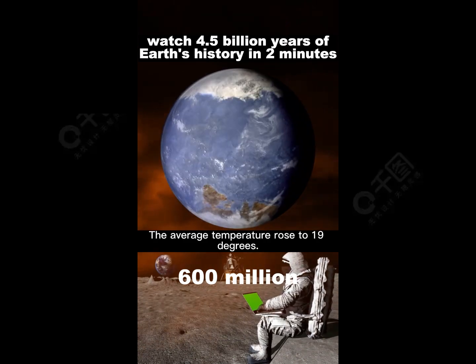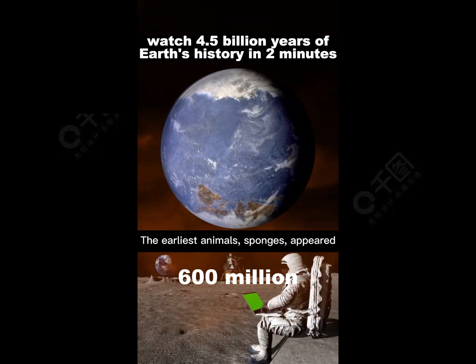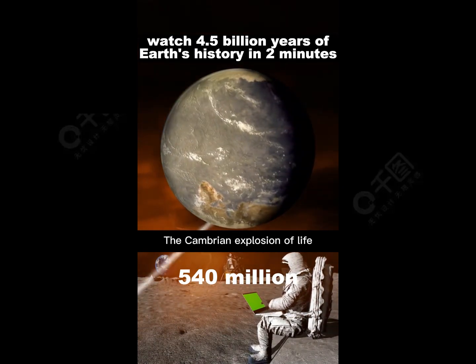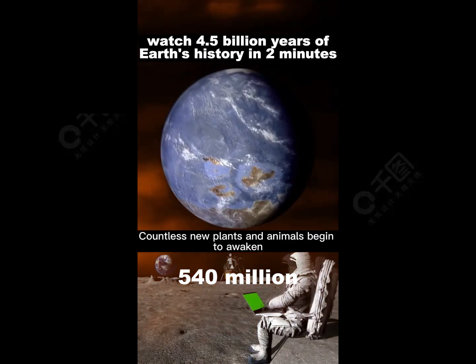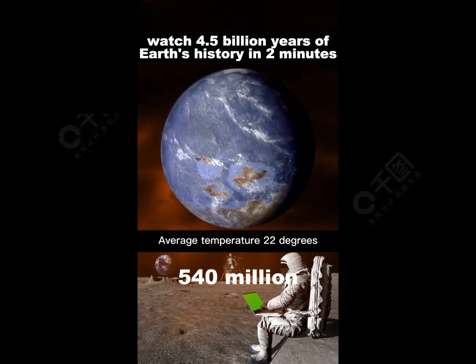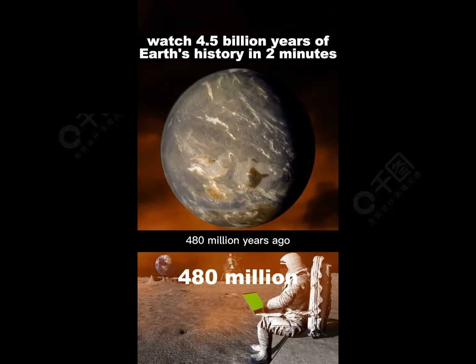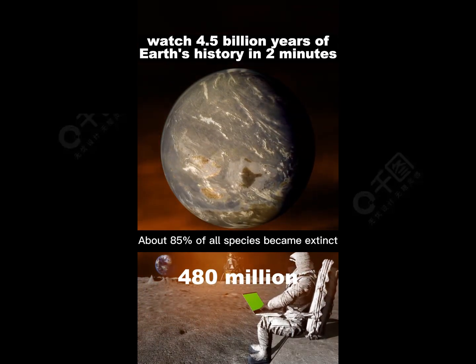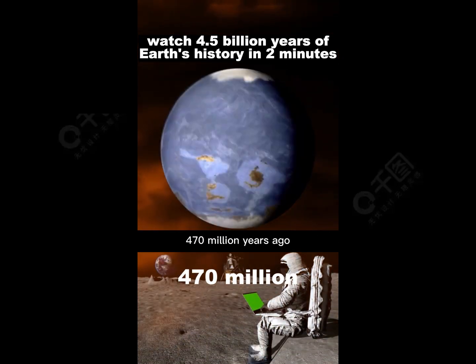600 million years ago, the average temperature rose to 19 degrees. The earliest animals, sponges, appeared. 540 million years ago, the Cambrian explosion of life. Countless new plants and animals began to awaken. Average temperature 22 degrees. 480 million years ago, the Ordovician biological extinction began. About 85% of all species became extinct.